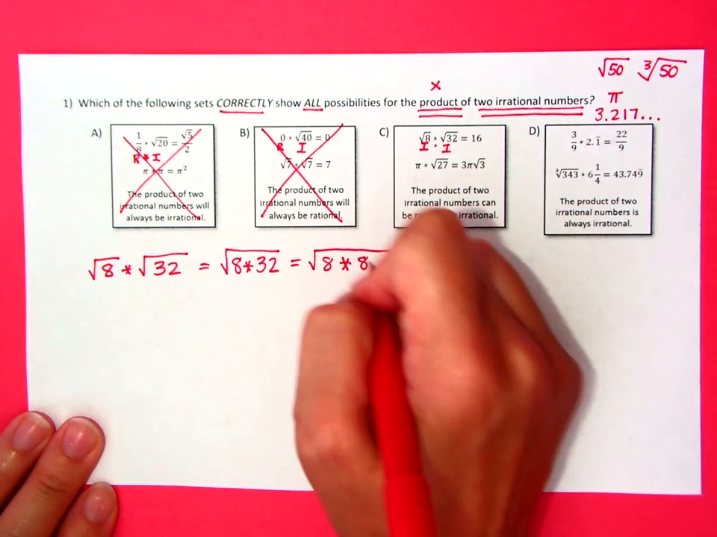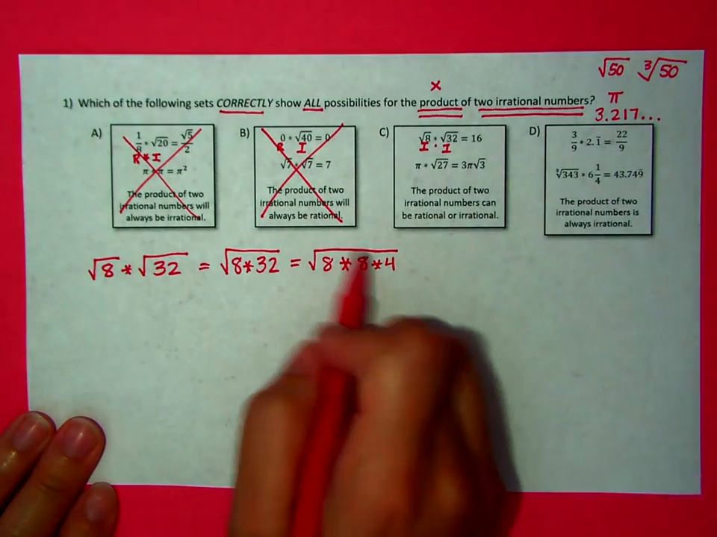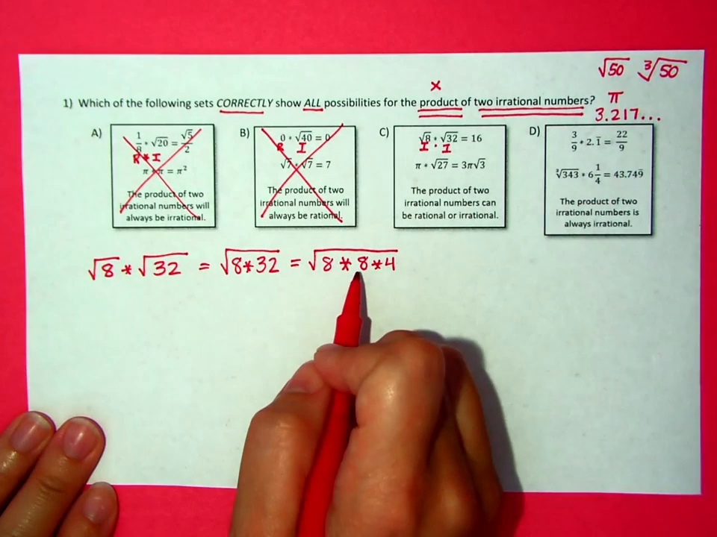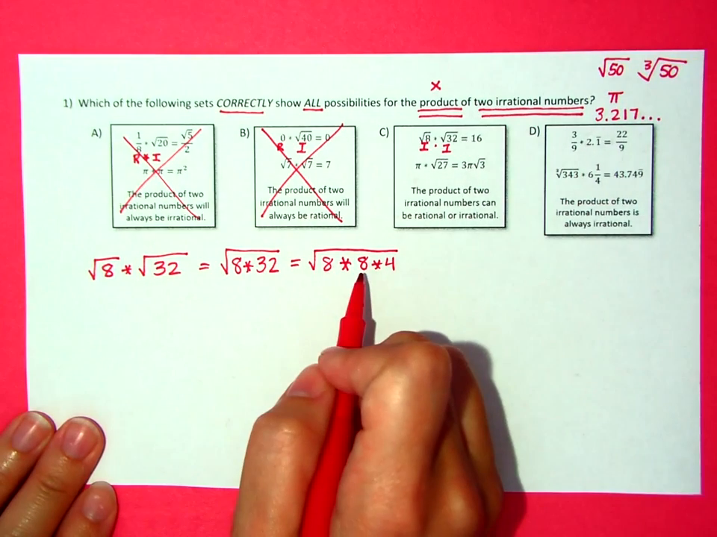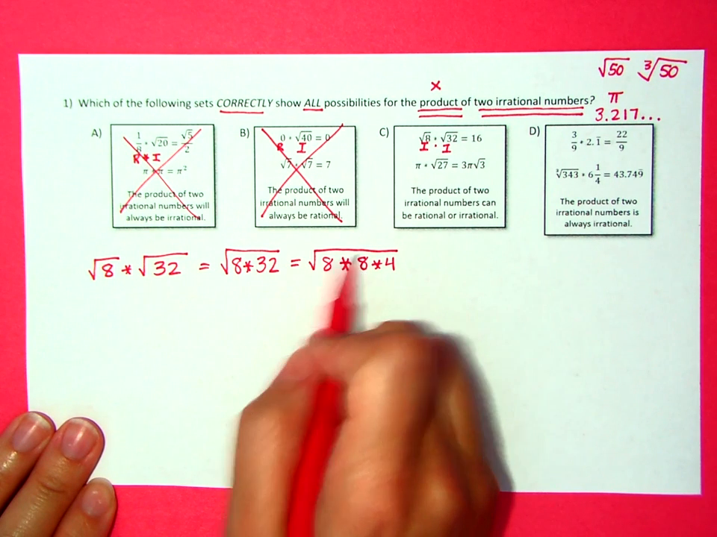So I'm going to put 8 and 4. Now what we're doing here is we're looking for sets of twins, two numbers that match. So here my 8 and 8 match, because think about it, 8 times 8 is 64. We know the square root of 64, so we could actually take the square root of 64.